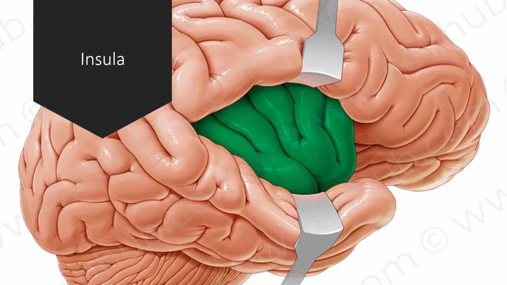Now we'll see a special part of the cerebral hemisphere which is called the insula. It is also known as the island of Reil or the central lobe. It is customary to consider the insula separately from the 4 main lobes of the cerebral hemisphere that we have seen previously. The insula is in fact the submerged or hidden portion of the cerebral cortex in the floor of the lateral sulcus.